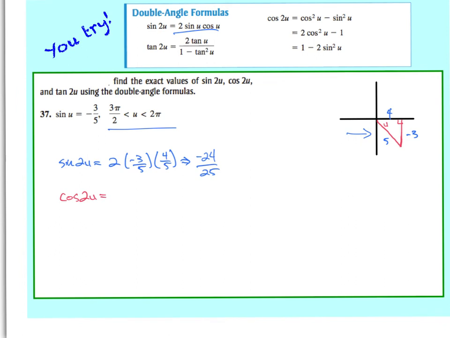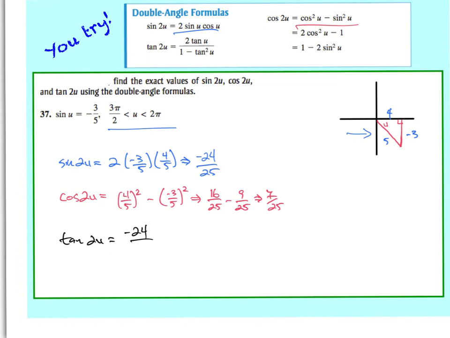Did anybody use anything other than the top one? We're just going to use the top one. So then we have cosine, which is 4 over 5, and then I'm going to square it, minus negative 3 over 5, and I'm going to square it. So 4 over 5 squared is 16 over 25 minus 9 over 25, and we end up with 7/25. And then tangent of 2u. You could use that formula, however, that's way too much work. What's the answer? Negative 24 over 7. We just put sine over cosine. Pretty good? You write that down?